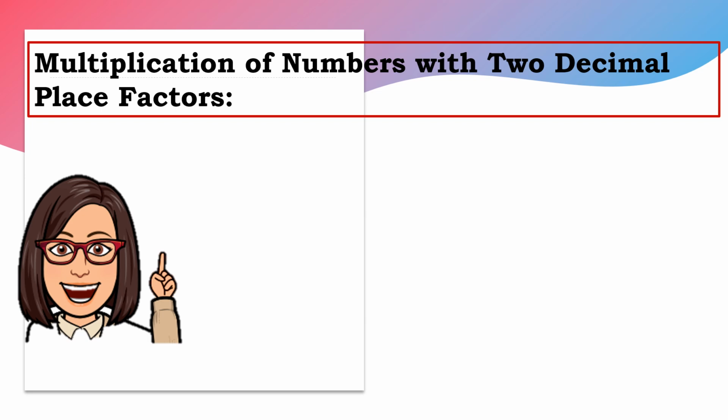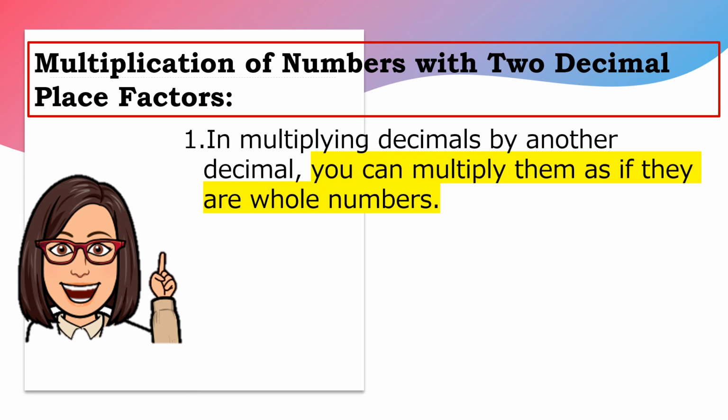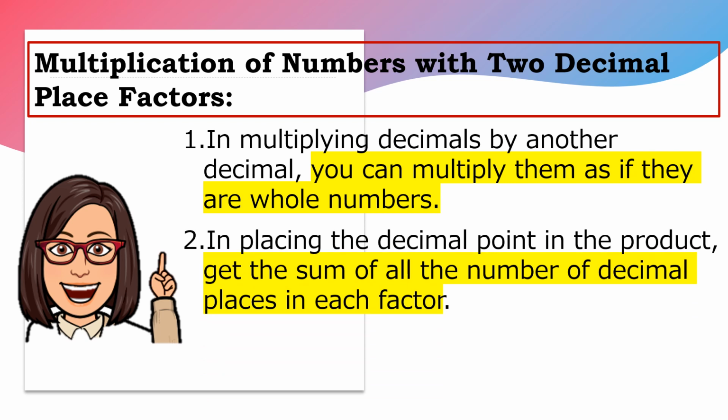In multiplying numbers with 2 decimal place factors, there are two things which you have to keep in mind. First, multiply them as if they are whole numbers. Why? Because multiplying decimals is almost the same as multiplying whole numbers. Second, get the sum of all the number of decimal places in each factor for you to be able to identify in which place in your product you are going to put the decimal point.